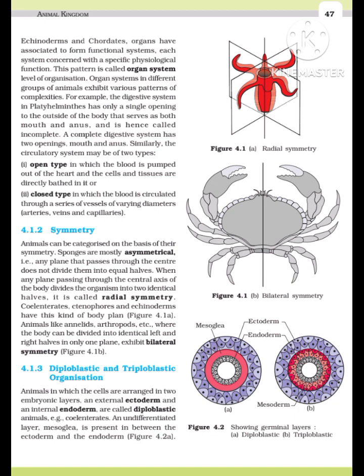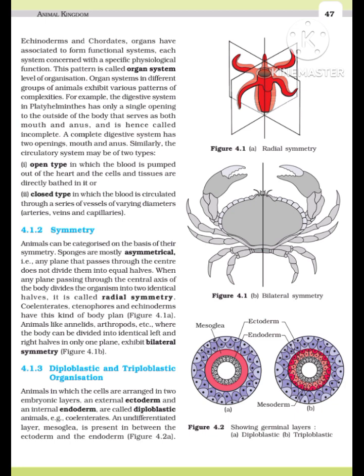For example, the digestive system in Platyhelminthes has only a single opening to the outside of the body that serves as both mouth and anus, and is hence called incomplete. A complete digestive system has two openings, mouth and anus. Similarly, the circulatory system may be of two types. 1. Open type, in which the blood is pumped out of the heart and the cells and tissues are directly bathed in it, and 2. Closed type, in which the blood is circulated through a series of vessels of varying diameters, arteries, veins and capillaries.